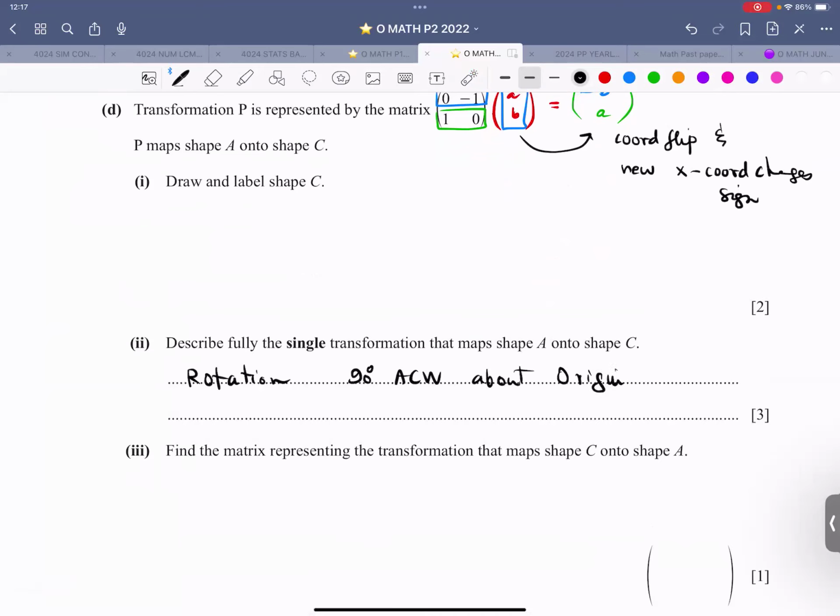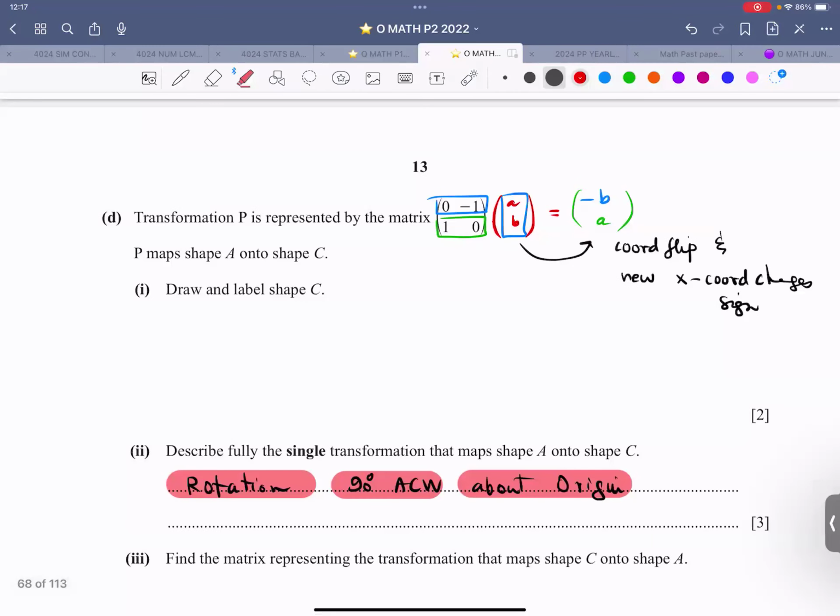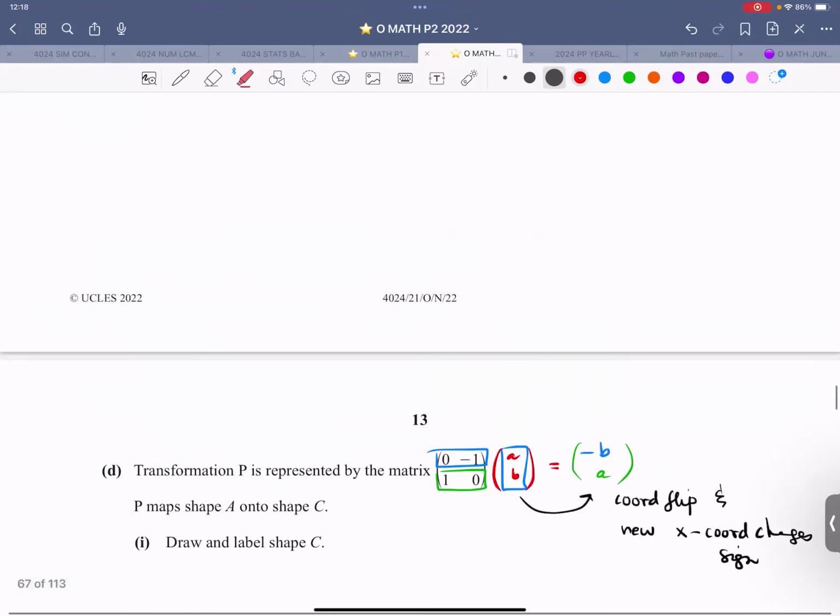So 3 marks for this, which maps A onto C. Basically, 1 mark for rotation, second mark for 90-degree anti-clockwise, third mark for about origin. So you have to write everything. And as far as drawing is concerned, that is easy. Flip the coordinates and change the sign of the X coordinate.